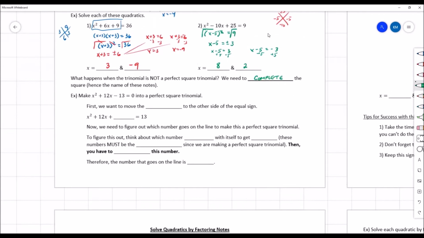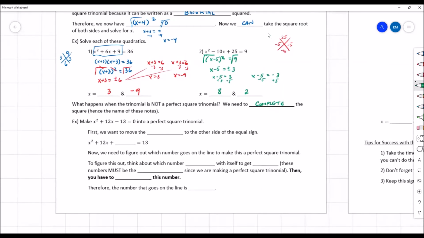So it says, make x squared plus 12x minus 13 equals 0 into a perfect square trinomial. First, we want to move the 13 to the other side of the equal sign, because this isn't a perfect square. As we're looking at it, we're like, hey, what two numbers multiply to give us 13 and add to give us 12? I don't know, negative 1 and 13. Not the same numbers, not a perfect square trinomial. So we move the 13 to the other side.